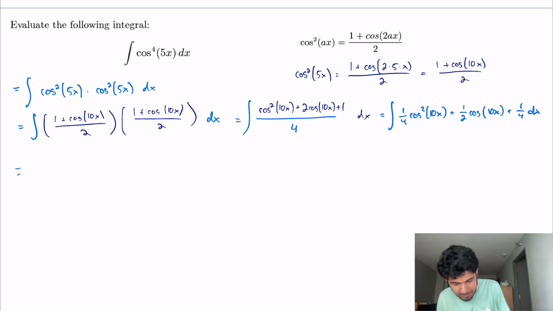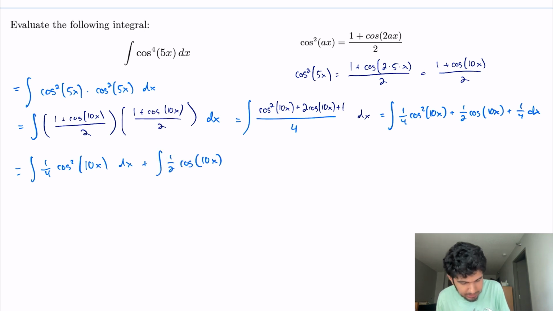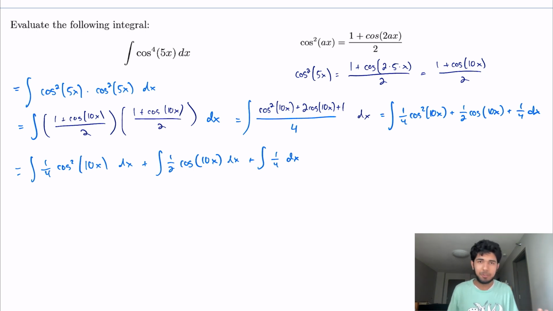And in fact, we can split that up into multiple integrals: the integral of 1/4 cosine squared of 10x dx, plus the integral of 1/2 cosine of 10x dx, plus the integral of 1/4 dx. And now we have to solve these three integrals. The last integral, the integral of 1/4, should be pretty easy to solve. The second integral should also be kind of easy. It's just a cosine term in there. We can use some u-substitution with the 10x, and then we should be in good shape.